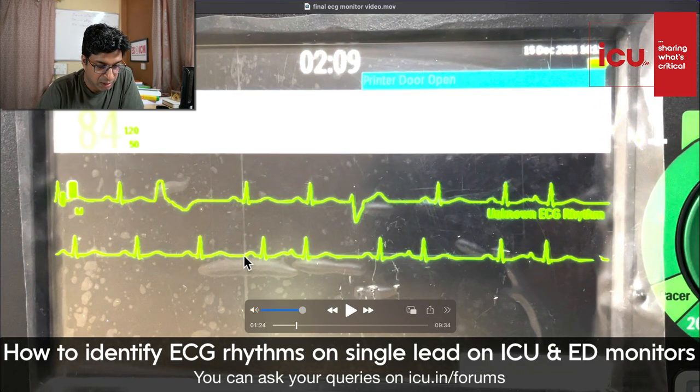Something happened. Now you see the morphology of these P waves. These are rounded P waves. These are rounded. But the P wave here is different. And if you can identify the duration, the R to R interval, this has come prematurely. But the complex is narrow.